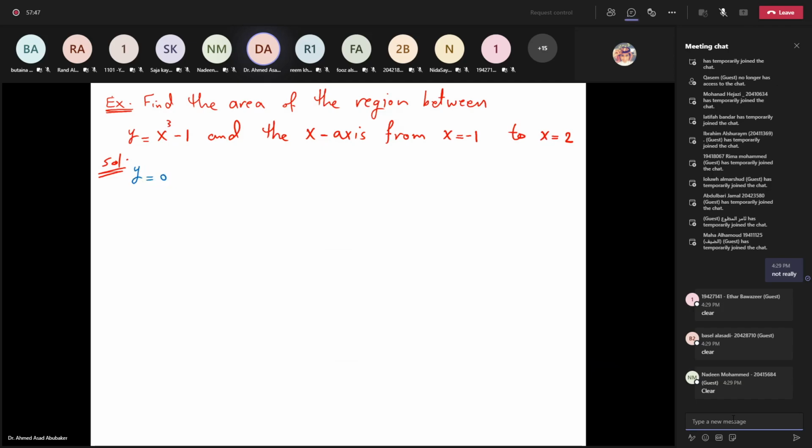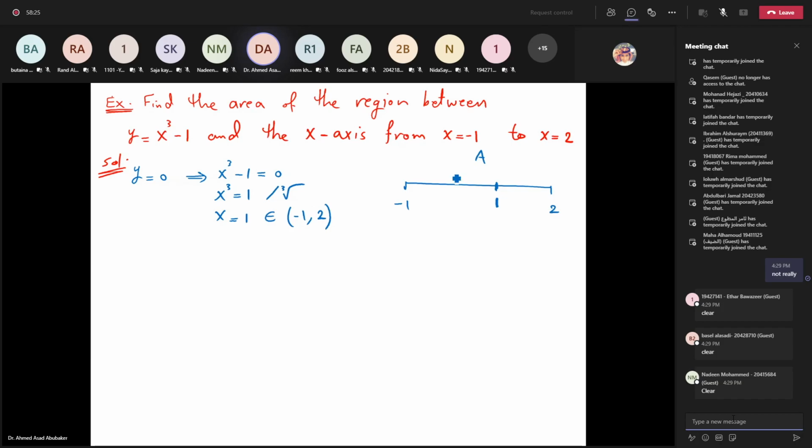Also, we need to find the zeros of y, so we have x to the power 3 minus 1 equals 0. So x to the power 3 equals 1. Take the cube root, x equals 1. And x equals 1 belongs to the interval from minus 1 to 2. So we need to find the area from minus 1 to 2. This is the area we needed. But we have a zero inside this interval, at x equals 1.